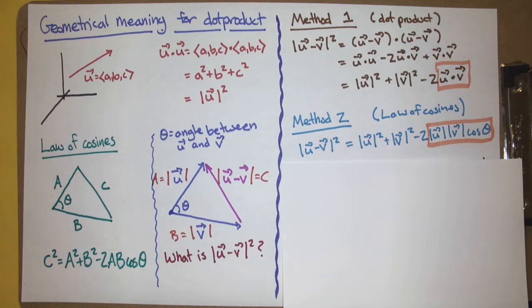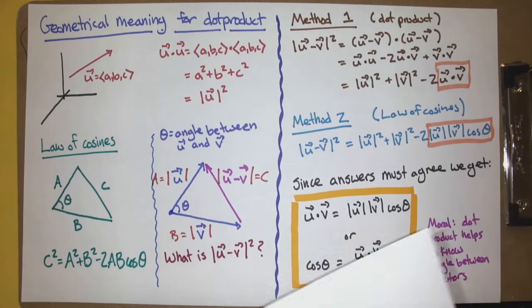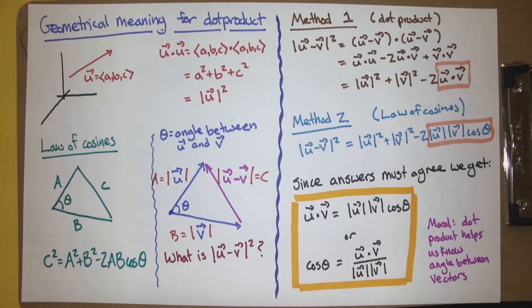And here's the great, ooh, we did this in two different ways. But we can't have two different values. Everything has to match. So the great aha is that these two terms, which is how they differ, must match. So we come to the conclusion that u dot v is the magnitude of u, magnitude of v, cosine theta. Or put another way, cosine theta is the dot product of u and v divided by the magnitude of u times the magnitude of v.